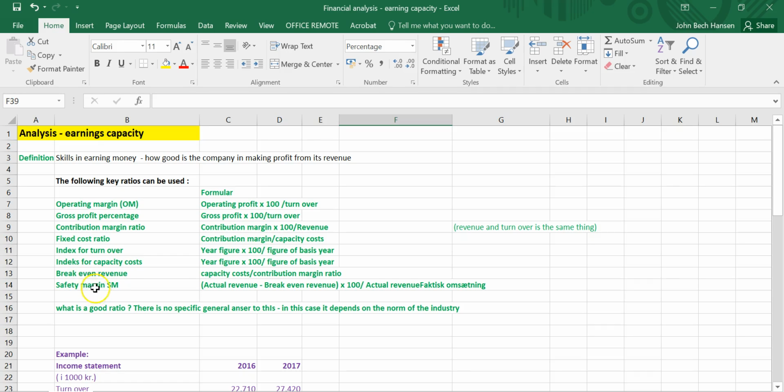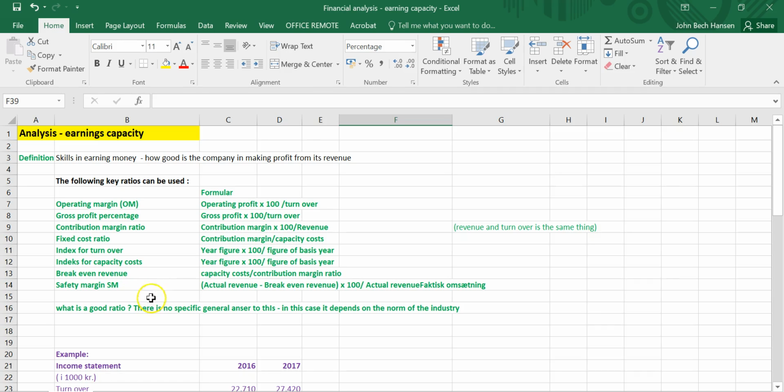The two down here below, the break-even revenue, is quite important when we are talking about budgets and starting up a new business. Then, of course, we would very much like to know, well, how much should I actually sell in order to break even? Just to get a picture on how feasible it is to make a profit.